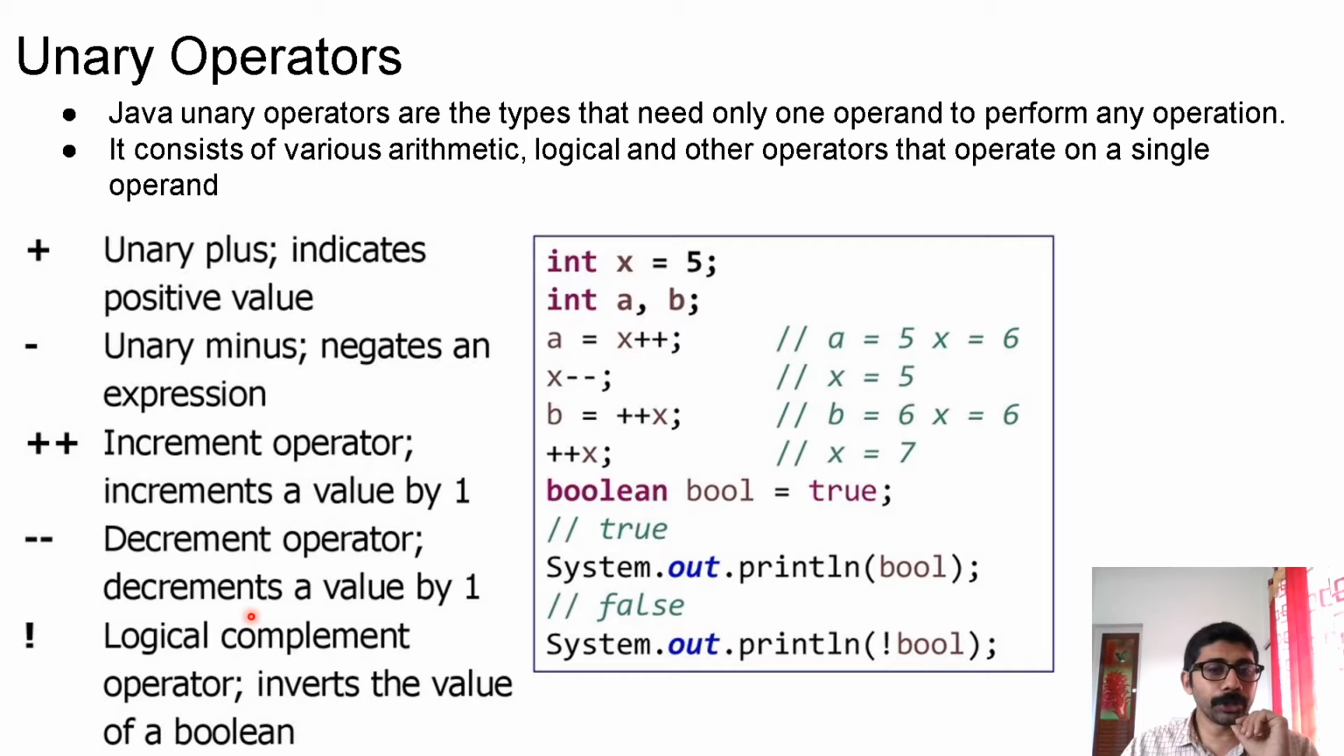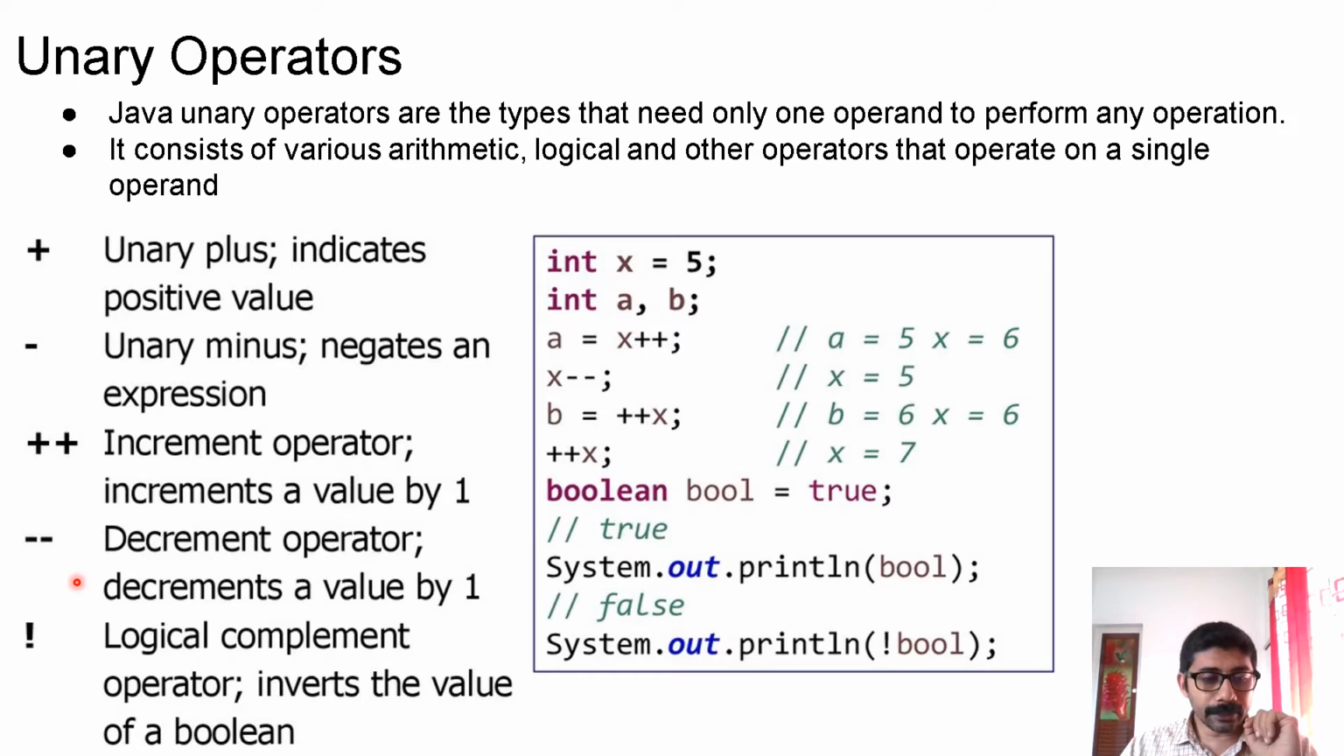Now let us learn about unary operators. As the name says, unary operator means only one operand. Java unary operators are the types that need only one operand to perform any operation. They consist of various arithmetic, logical, and other operators that operate on a single operand. Unary plus indicates a positive value, and unary minus negates the expression, meaning it shows a negative value.